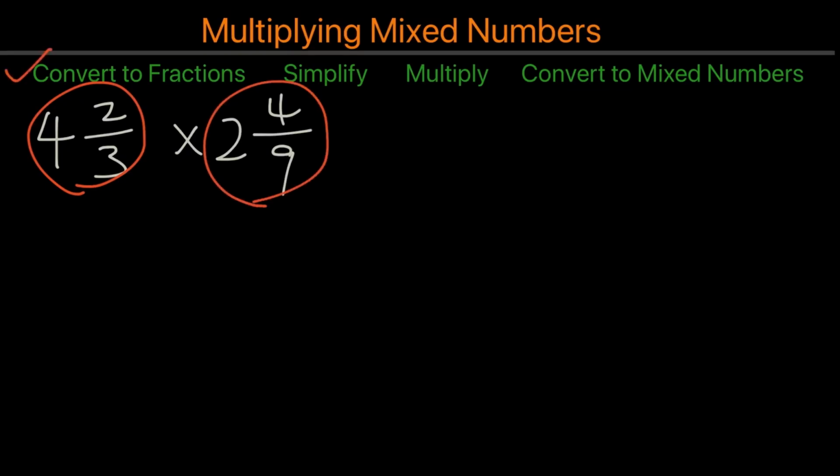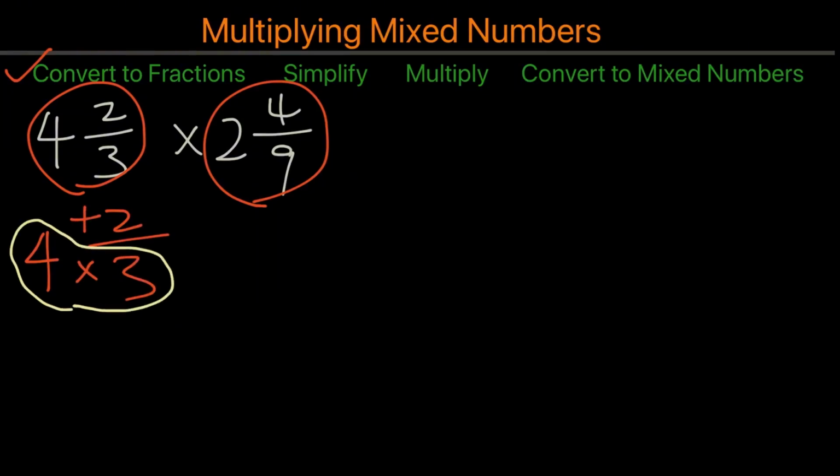As our first step, we would take the 4 times the 3 and then plus the 2. So the first step is to take 4 times the denominator and then add the numerator after. So if we do that, it will be 4 times 3 is 12. 12 plus 2 is 14. So we will end up with 14, and then we would leave the denominator the same, which is 3. So it's 14 over 3.